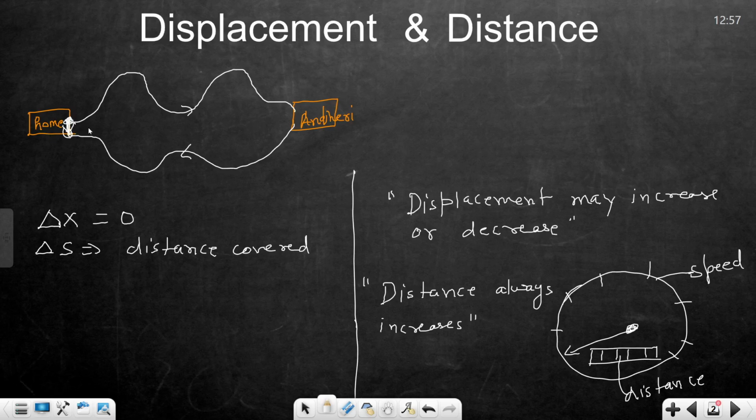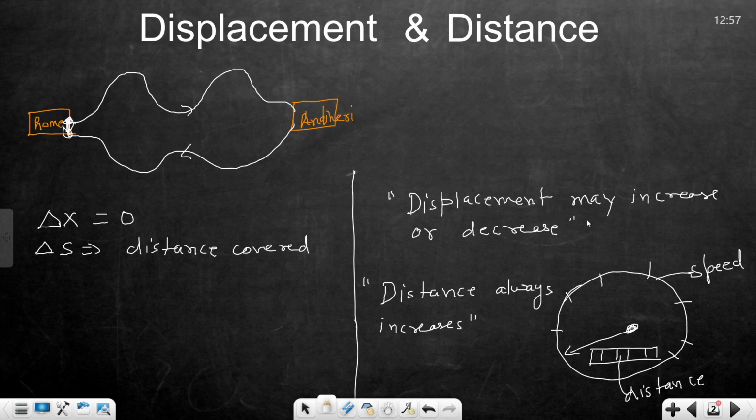This becomes a null vector. Starting and final point are the same. So in that case displacement will decrease. It increased up to Andheri and it decreases when you come back. So displacement is a vector quantity. That's why it increases or decreases, depending on the direction. But distance is a scalar quantity, and it will always increase. Whether you go forward or backward, doesn't matter. Clear?